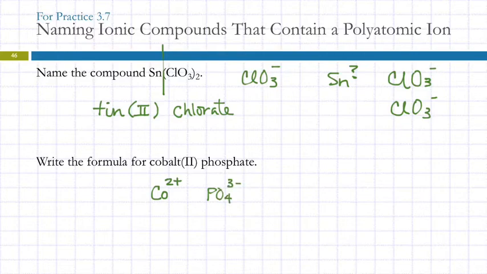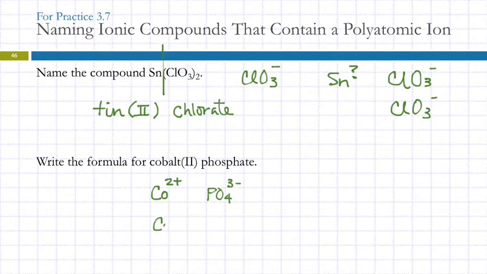Because you memorize it. Okay, so we need to figure out how many cobalt 2s and how many phosphates so that when we group them together, their charges add up to 0. We've got plus 2 and minus 3. Those are not the same, so we could do the crisscross thing. Or you can say, well, what's the least common multiple of 2 and 3? It's 6. I need 3 cobalts and 2 phosphates. There's multiple ways to think about it. We should all arrive at the same answer, though.